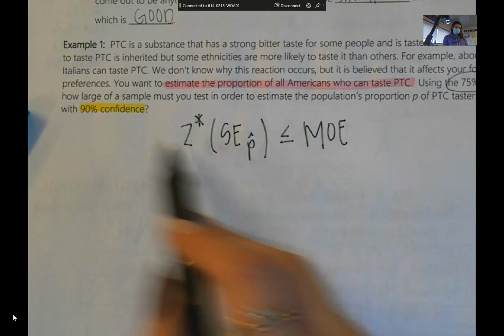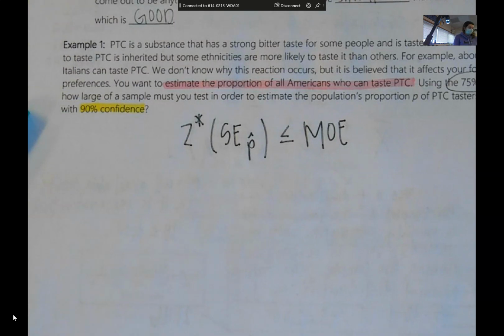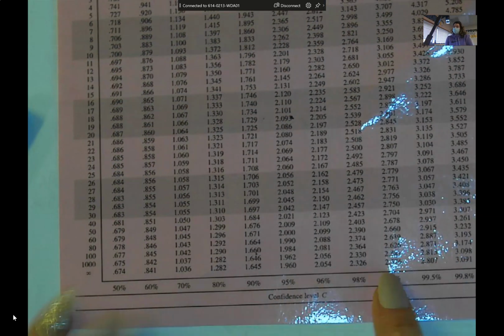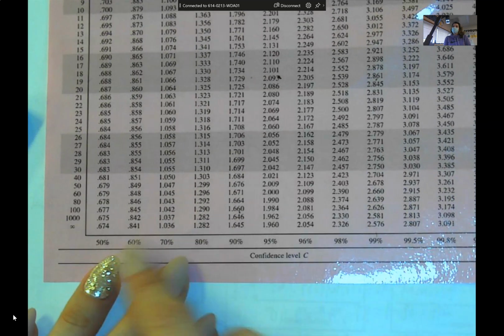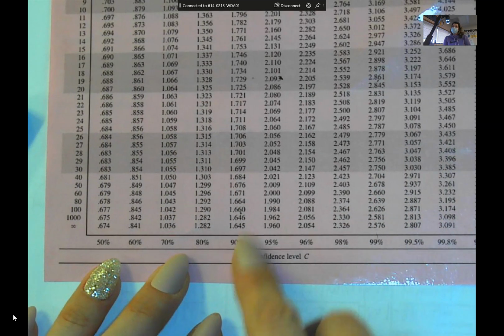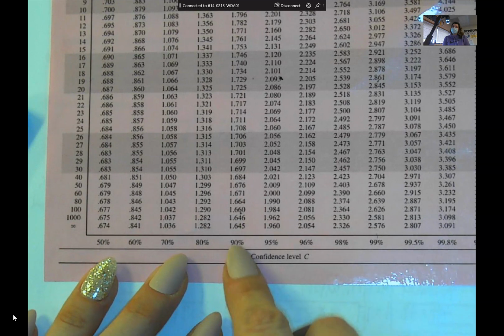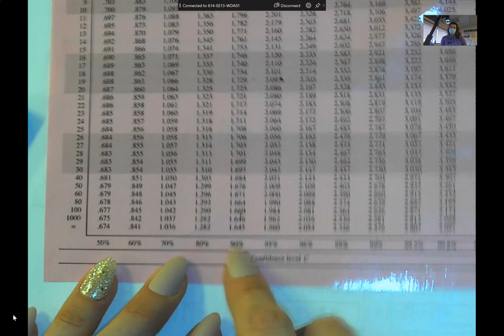So z critical for 90%. We go to our pink table. The very bottom, because the very bottom is our standard normal critical value. 90% is 1.645. So we go to the very bottom of the table.